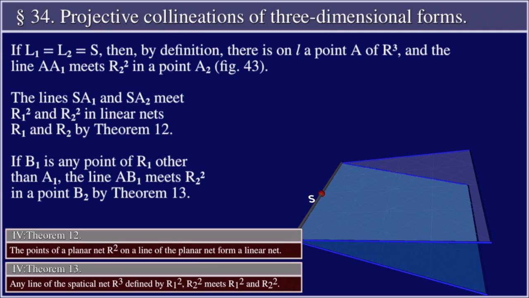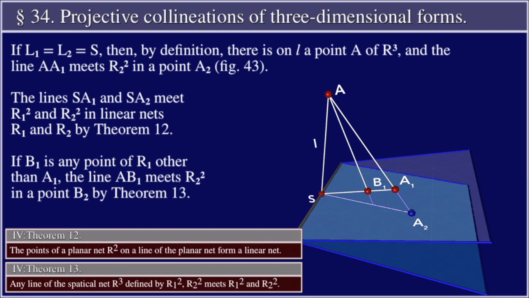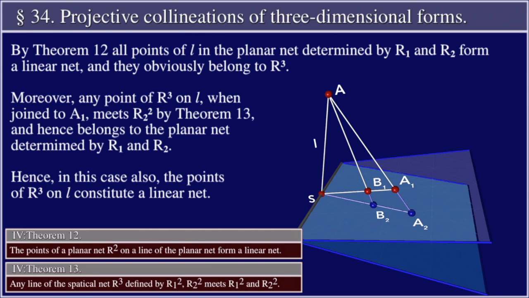If L1 equals L2 equals S, then, by definition, there is on L a point A of R cubed, and the line AA1 meets R2 squared in a point A2, Figure 43. The lines SA1 and SA2 meet R1 squared and R2 squared in linear nets R1 and R2 by Theorem 12. If B1 is any point of R1 other than A1, the line AB1 meets R2 squared in a point B2 by Theorem 13. By Theorem 12, all points of L in the planar net determined by R1 and R2 form a linear net, and they obviously belong to R cubed.